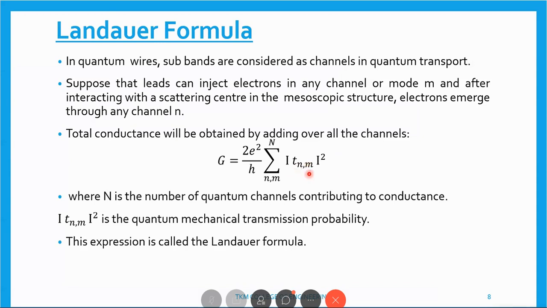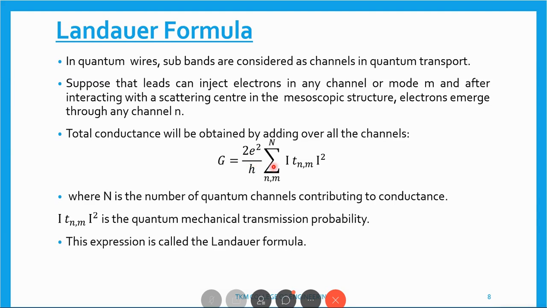So |T_NM| simply expresses the transmission probability coefficients. And what are you doing here? You're taking the summation of all the coefficients from N, M equal to 1 to capital N, where capital N is the number of quantum channels contributing to the conductance. Meaning if N is the total number of quantum channels in the quantum wire, and M and N are the modes, the transmission probability will be the summation of |T_NM|² over all modes, multiplied by the fundamental quantum conductance value. That will give the final total conductance, and this formula is called the Landauer formula.